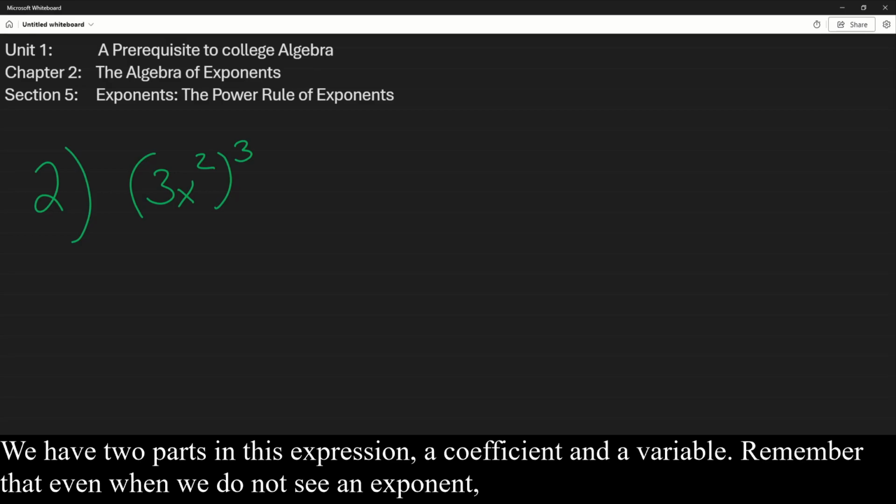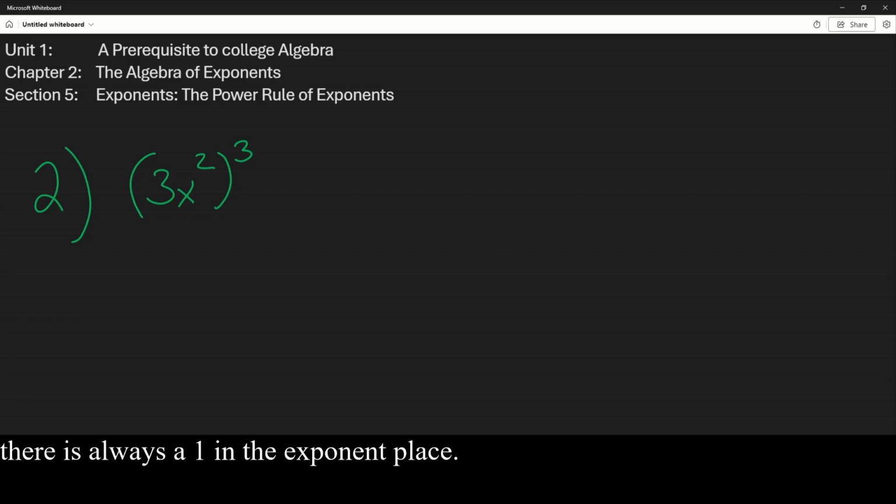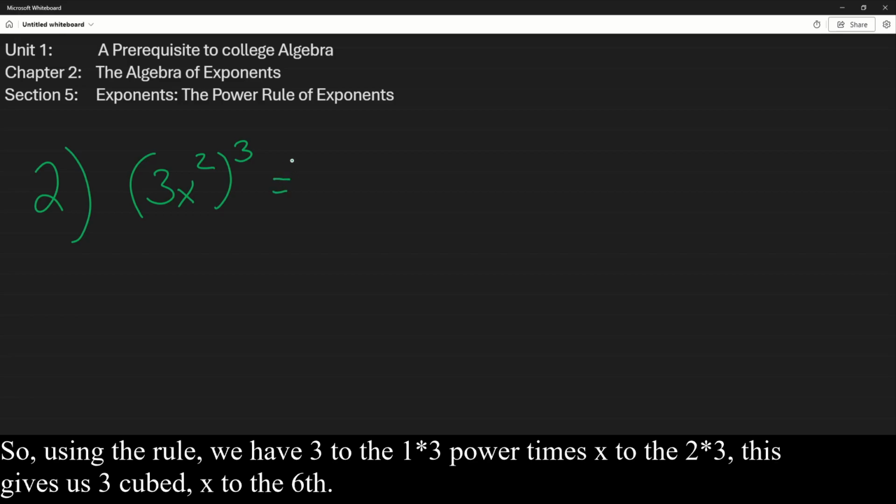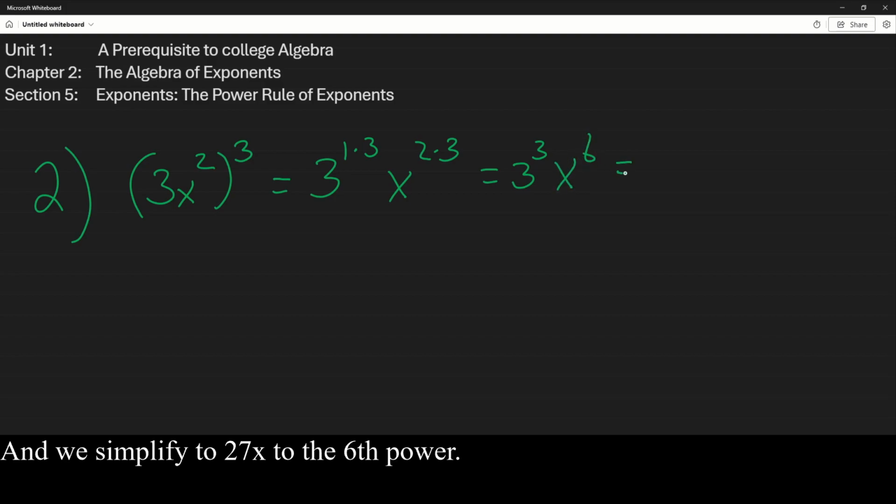Number 2, 3x squared, cubed. We have 2 parts in this expression, a coefficient and a variable. Remember that even when we do not see an exponent, there is always a 1 in the exponent place. So using the rule, we have 3 to the 1 times 3 power times x to the 2 times 3 power. This gives us 3 cubed x to the 6th, and we simplify to 27x to the 6th power.